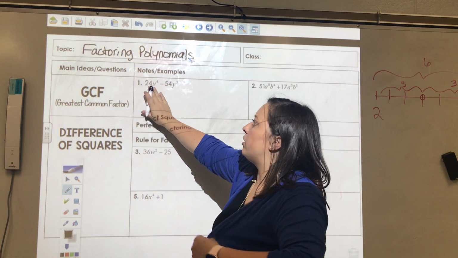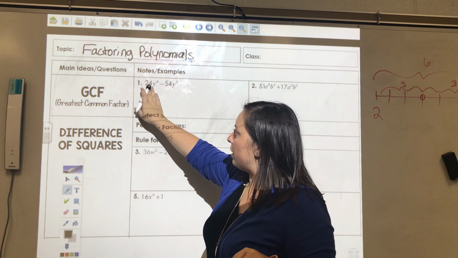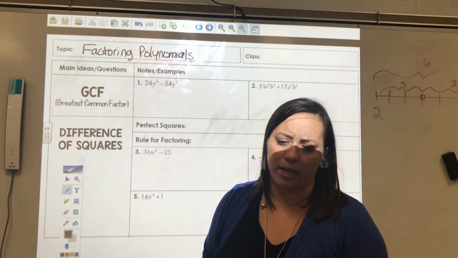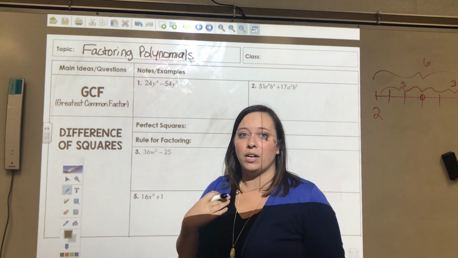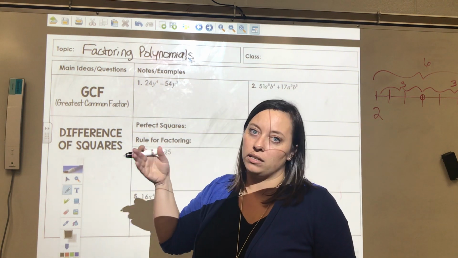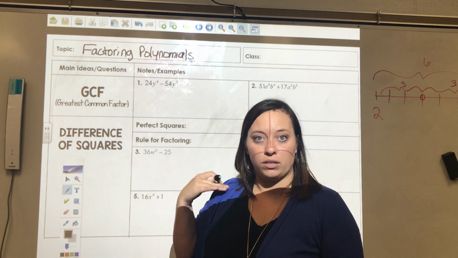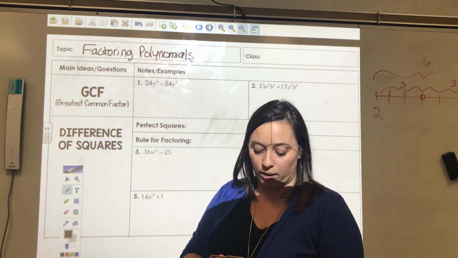So what we have to look at here is between these two terms, what do they have in common? Well, you have to think about 24 and 54. What is the greatest number that they have in common? Well, I can do this in my head. I know 24 is divisible by 1, 2, 3, 4, 6, 8, and 12. And then 54 and so on, and I find the most common one, the largest one, I'm sorry.